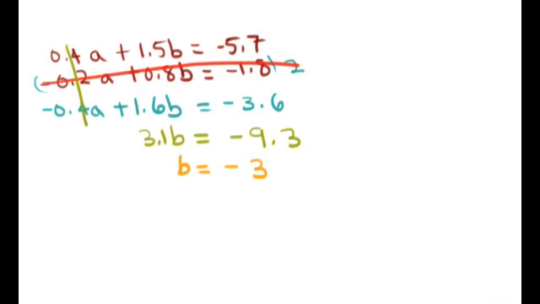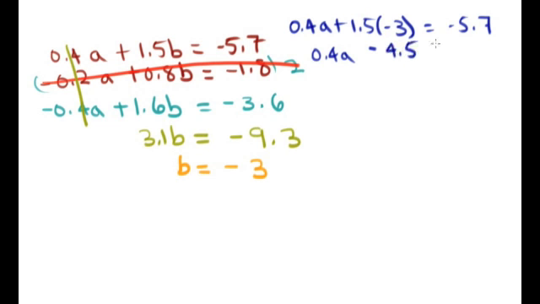So since b is negative 3, now we have to find a. So I'm going to plug it back into the first equation, because I like the first equation. So 0.4a plus 1.5 times negative 3 is equal to negative 5.7. So that would mean that 0.4a minus 4.5 is equal to negative 5.7. And 0.4a is equal to, if we add 4.5, negative 1.2.